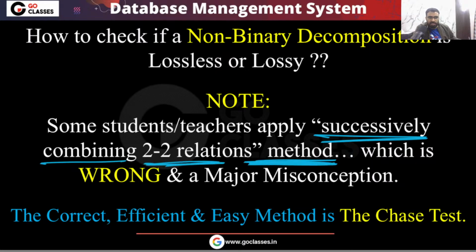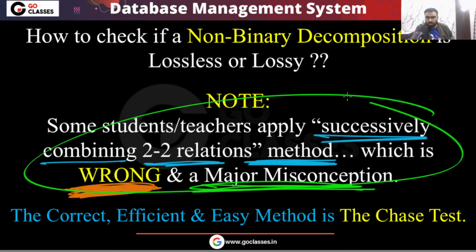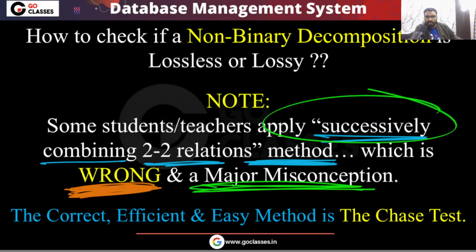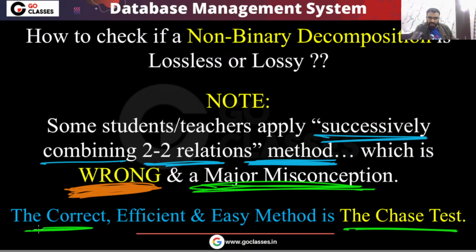Let me tell you, this method is wrong first of all. This is a wrong method and a major misconception. So please don't do that. Please don't take two relations successively and merge them. This is a misconception. So what is the correct method? The correct method is the chase test.